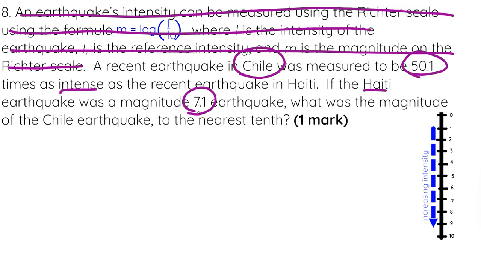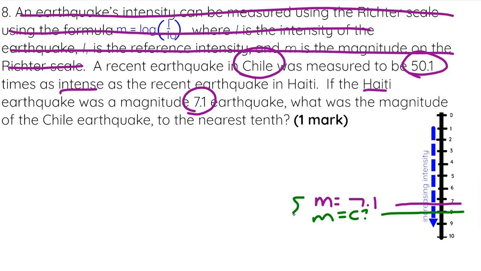Okay, so all we have to do is look at the one in Haiti. It's 7.1, so somewhere there on the Richter scale. So that's the magnitude of the one in Haiti. Now, the one in Chile was 50 times the intensity, which means it's more intense, which means the magnitude is more. So I don't know exactly where it is, but I know that it's going to be above that. Okay, so somewhere above, we don't know exactly where it is, but this is the magnitude of Chile.